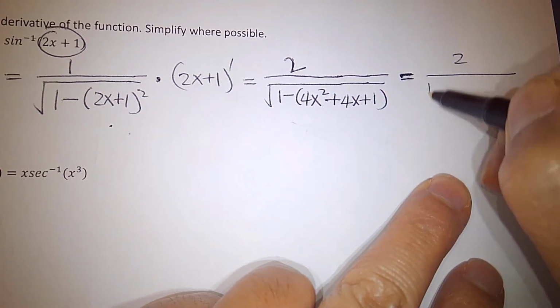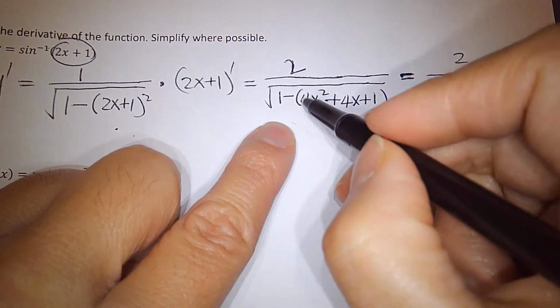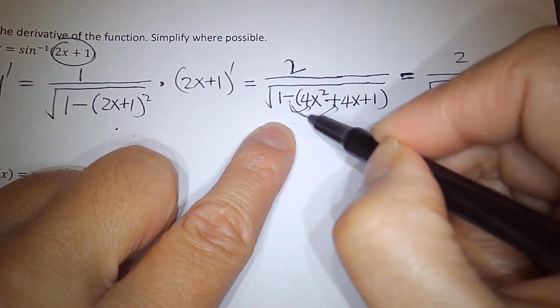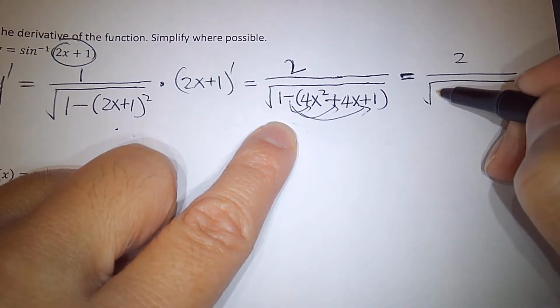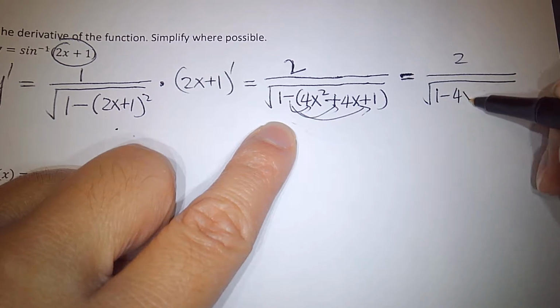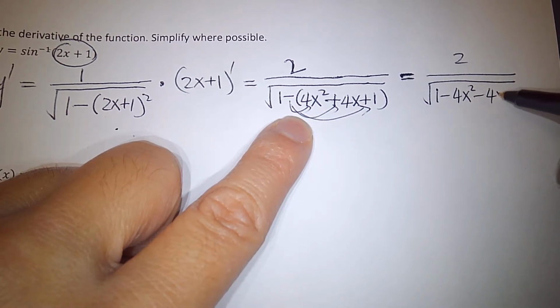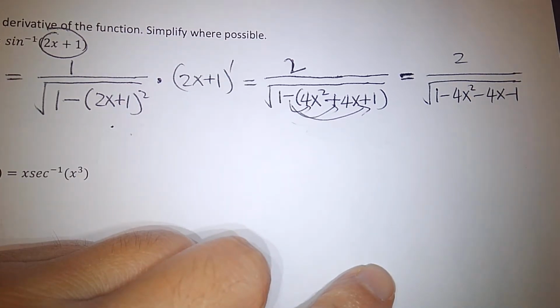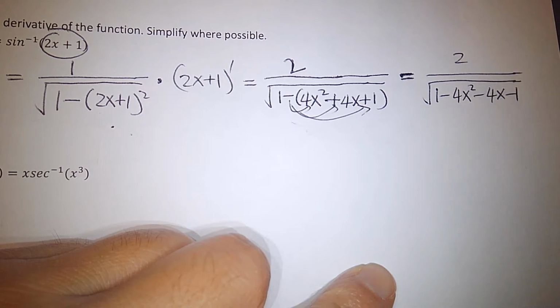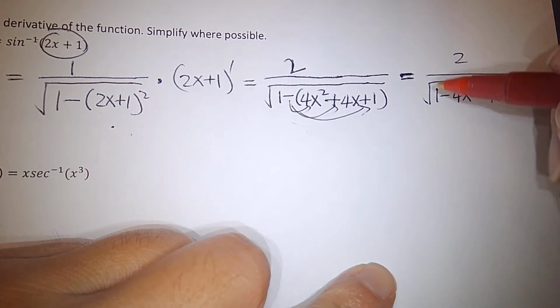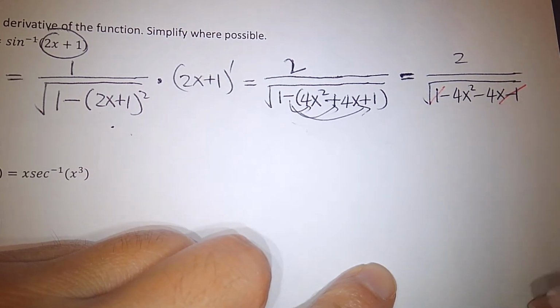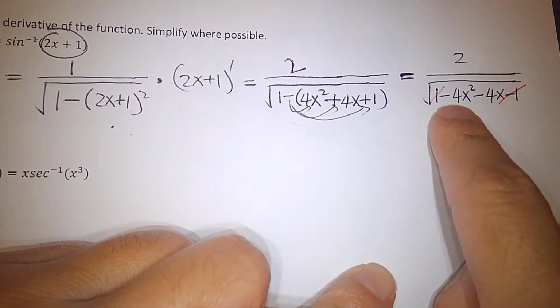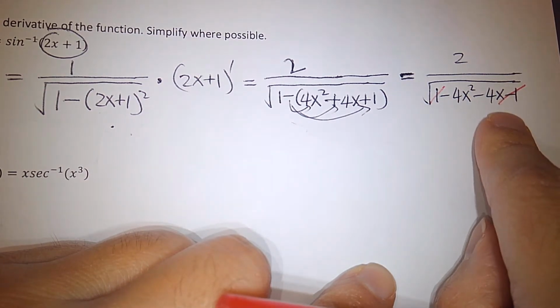2 over square root of, careful, distribute negative 1 to each term. 1 minus 1, 4x squared minus 4x minus 1, right? Any like terms? 1 and negative 1, gone. So we have a negative 4x squared minus 4x.